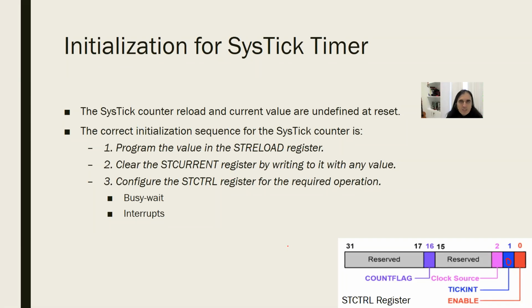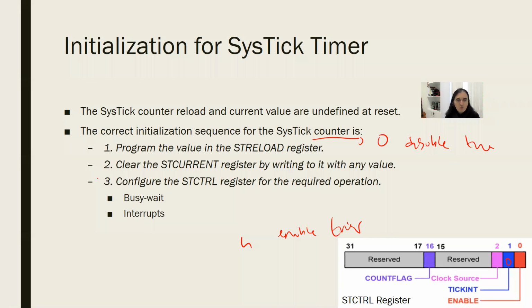The correct initialization sequence for a SysTick counter is you first set the reload register, then you clear the current register by trying to write a value on it. You configure the register for required operation, interrupt-based or non-interrupt-based, then you enable it. So actually something written here at step 0, disable the timer maybe, and step 4, enable the timer.